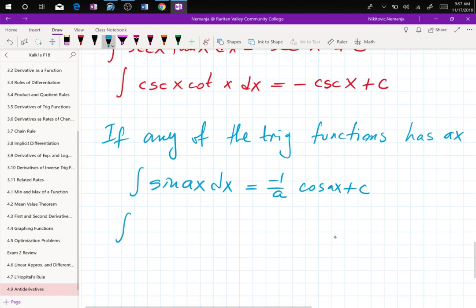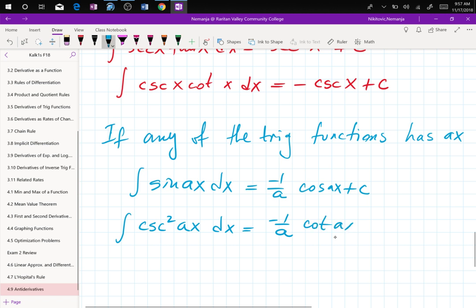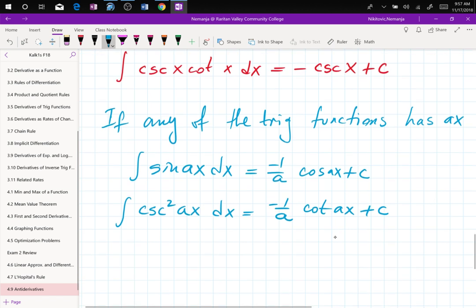Or let's say you have the integral of cosecant squared ax dx. That would just be negative 1 over a cotangent ax plus c. So this a in front of x is going to jump in front as 1 over a, and whether you have a positive or negative there, that will still be the same.